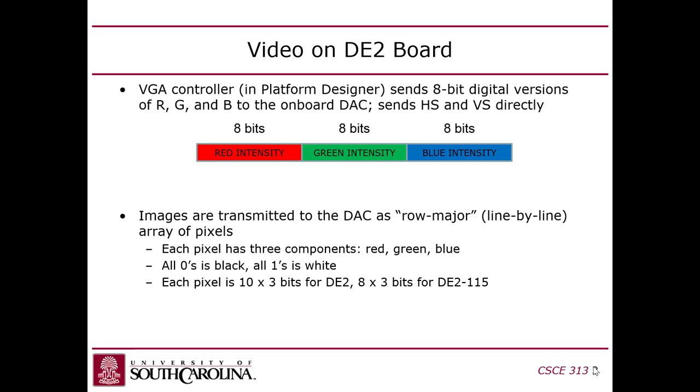So the way we get around that is there is a digital to analog converter chip on the board. So the FPGA only has to put out an 8-bit red intensity, an 8-bit green intensity, and an 8-bit blue intensity signal in binary as 8-bit parallel signals, so 8 wires for each of those. Those go out to the digital to analog converter, and then they're translated to analog signals and sent over to the monitor across the VGA cable. There's also two digital signals in there. Those horizontal and vertical sync are just sent straight from the FPGA. They don't go through the DAC, the digital analog converter.